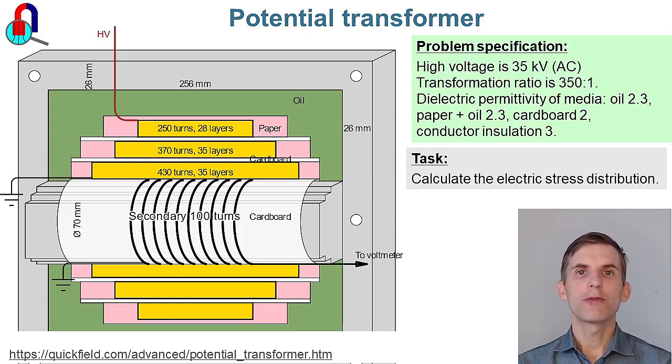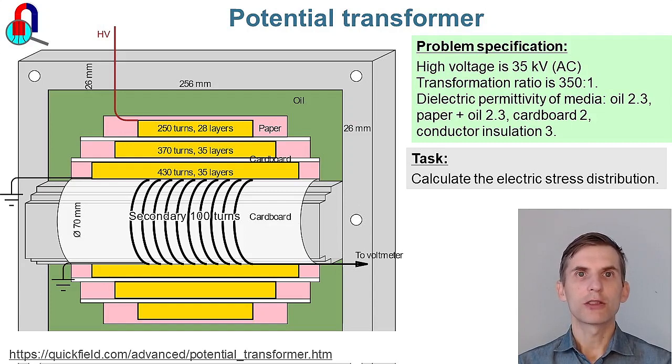There are 35,000 turns in the primary winding and 100 turns in the secondary. I will not draw each individual conductor, but I will draw each individual layer. The task is to calculate electric field stress distribution.